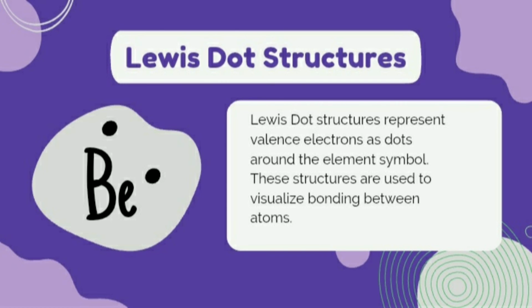Next nga po, itong Lewis dot structures. It represents valence electrons as dots around the element symbol. These structures are used to visualize bonding between atoms. So as you can see nga po on the figure, it's a symbol of beryllium. It has 2 dots, meaning it has 2 valence electrons.